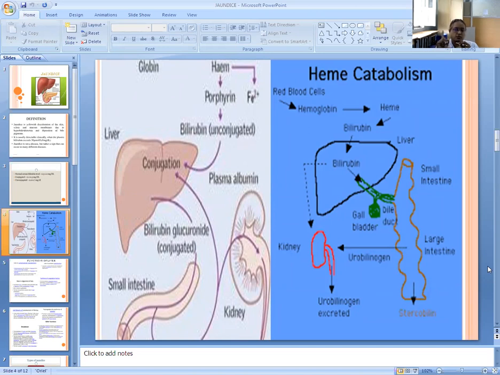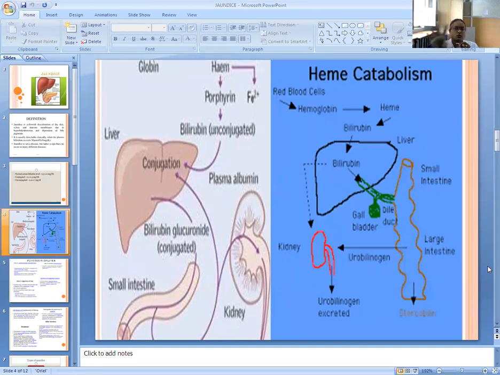So in the intestine, the conjugated bilirubin is unconjugated, and there is formation of urobilinogen and stercobilinogen. Stercobilinogen is excreted in the feces, urobilinogen via urine. Some part of urobilinogen enters circulation, and from the portal vein it is again carried to the liver. That is called enterohepatic circulation.